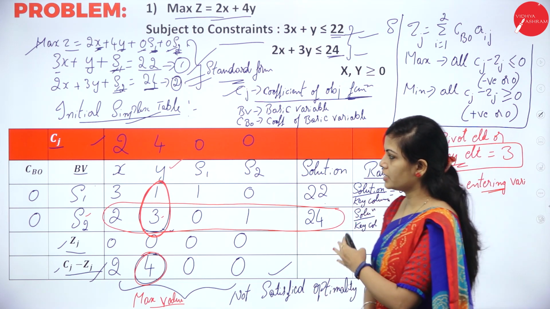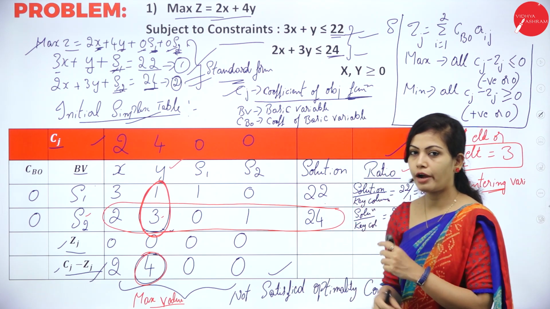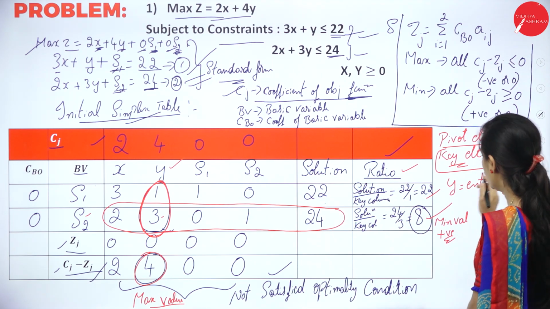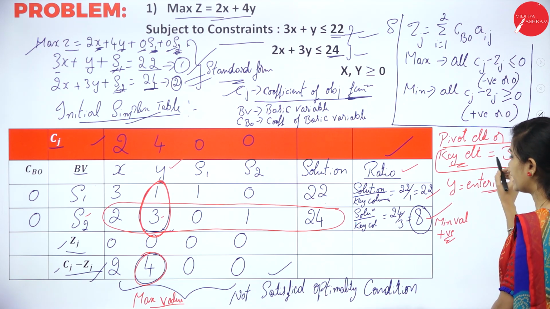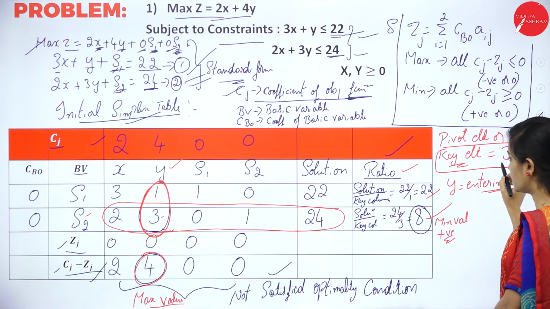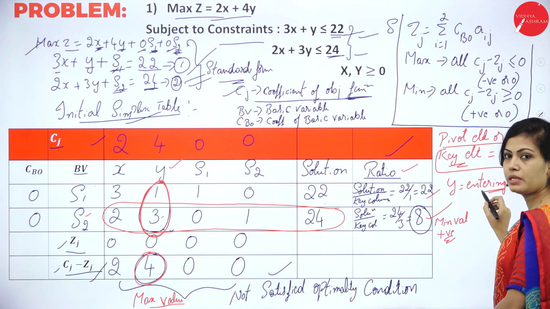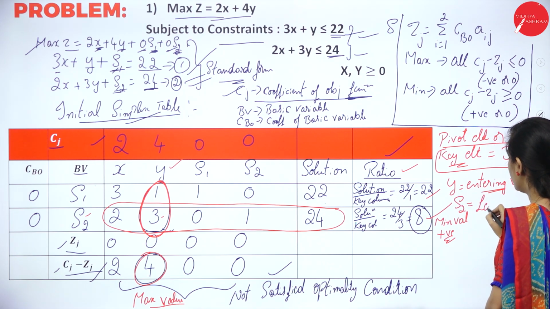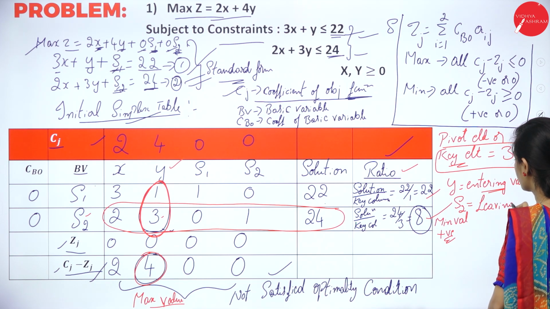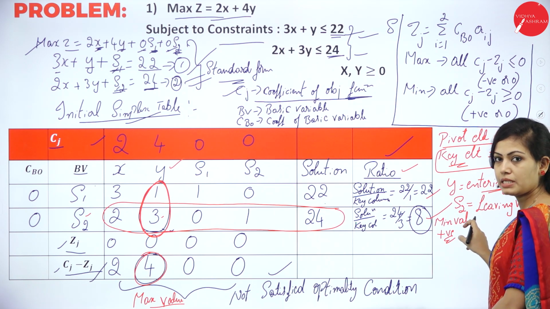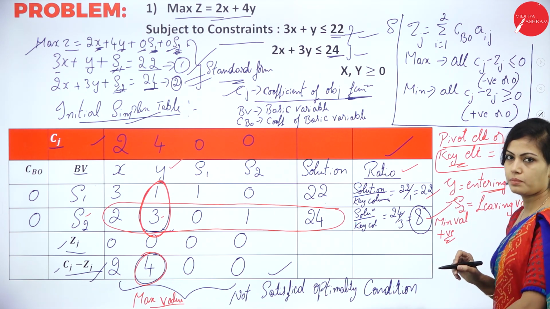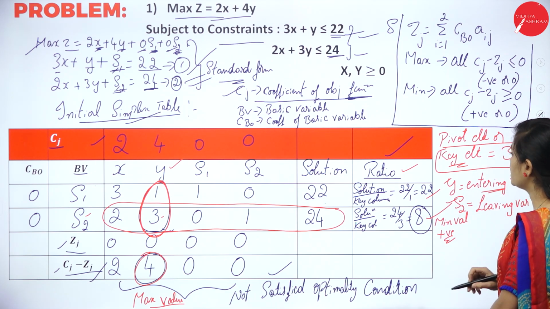So this is your initial simplex table. Still you have to find the iterations. In the initial simplex table, you know the value of the key element, right? The key element is 3, the entering variable is y and the leaving variable is S2. You have to replace this S2 by y. And the key element is 3.